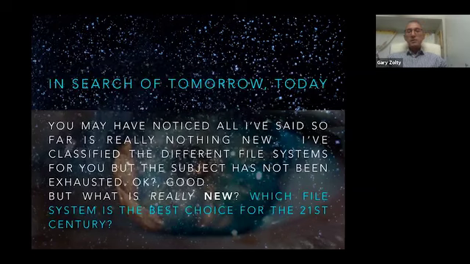Right, but so we've compared all the different file systems. So far, I haven't really said anything new, have I? I've classified them, but of course the subject is not exhausted. So what is really new? Which file system is the best choice for the 21st century?